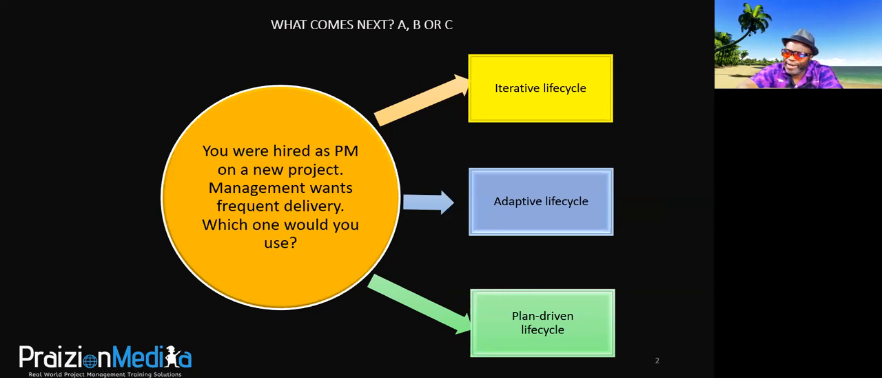So this was, you were hired as a PM on a new project. Management wants frequent delivery. Which one would you use? So there's A, B, and C. So what I want you to do when I launch the poll is just choose A, B, or C. Option D, don't choose option D today because it's only A, B, and C. All right, so let me launch it. Let's see if you were paying attention to when I showed the answer, because I already showed the answer in error. Did everyone catch when I showed the answer? Those who were looking did.